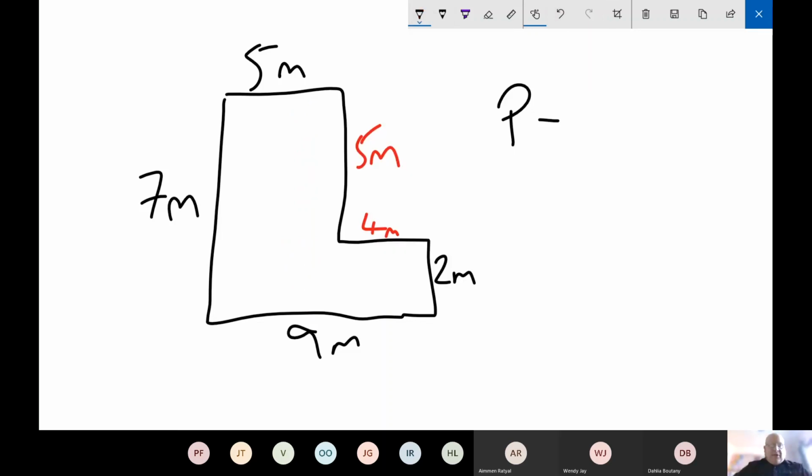So the first thing we had to do was work out the missing sides. We could now add up all those sides together. And I can tell you, because I cheated and did it in advance, that would equal 32 meters. It's 7, add 5, add 5, add 4, add 2, add 9.